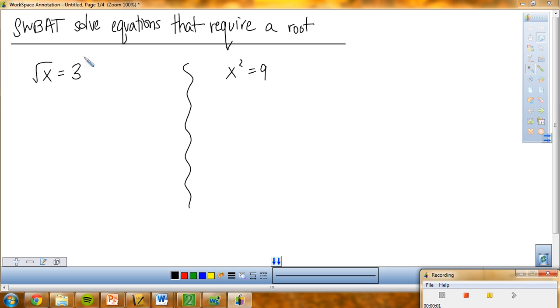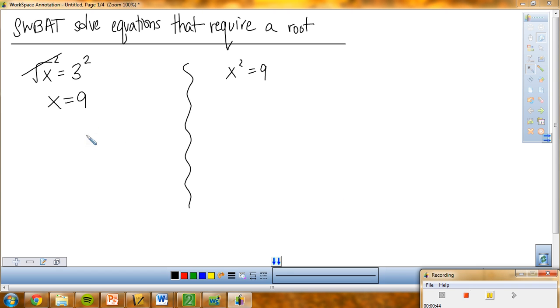In the previous objective, we learned that if we have the square root of x equal to 3, we can eliminate that square root by squaring it, and if we do this on both sides, then we get our answer. So therefore, I'm going to say that x is equal to 9.